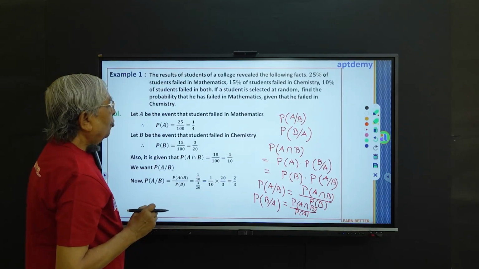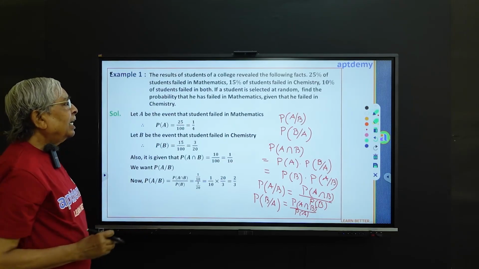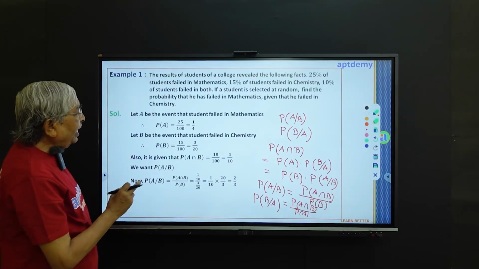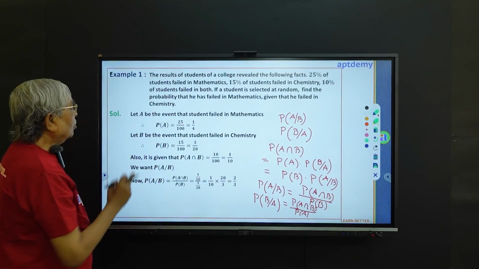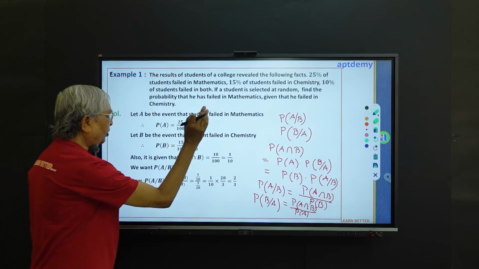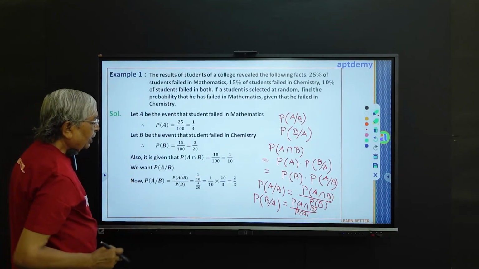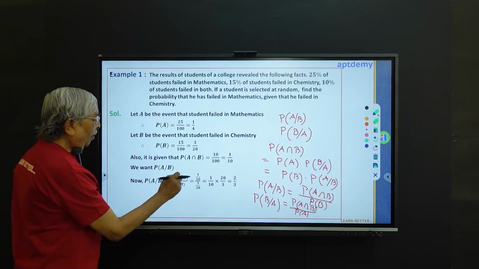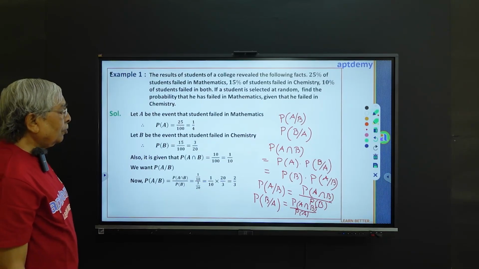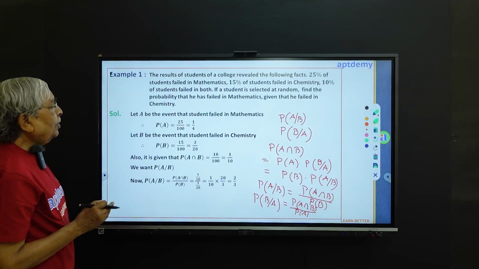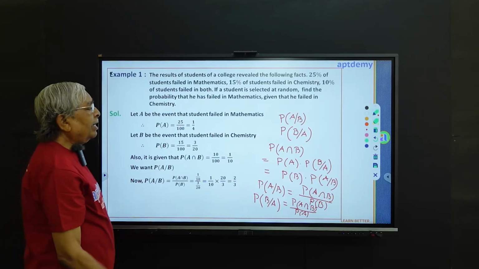Now what do we want? We want the probability that he has failed in mathematics given that he failed in chemistry. That is, we want probability of A by B, because B is the event that he failed in chemistry. Now we use the formula: probability of A by B is equal to probability of A intersection B by probability of B. Put these values, 1 by 10 by 3 by 20, that is equal to 2 by 3. So the probability that he failed in mathematics is 2 by 3.